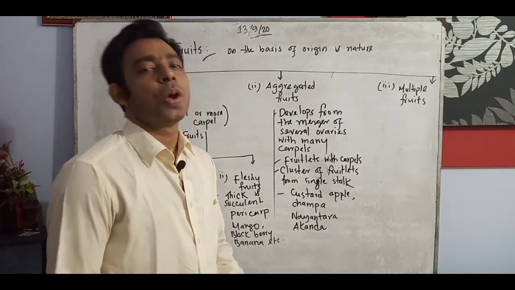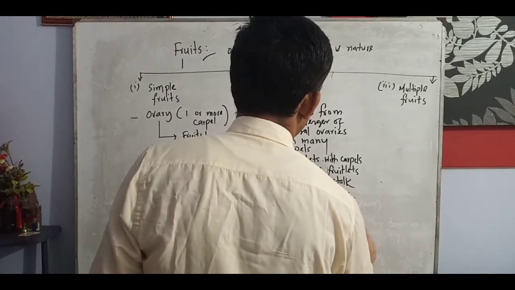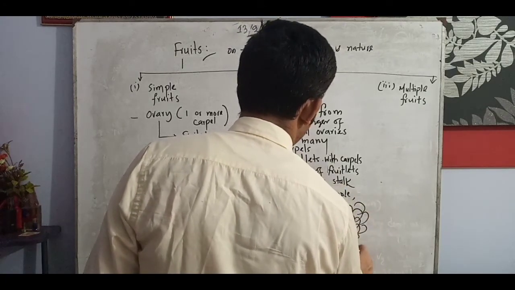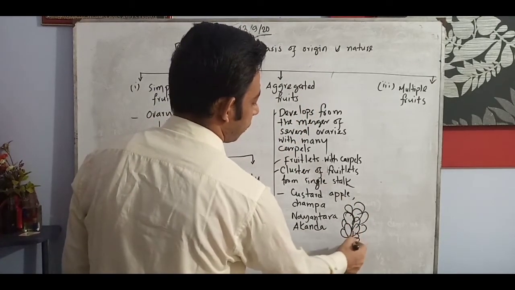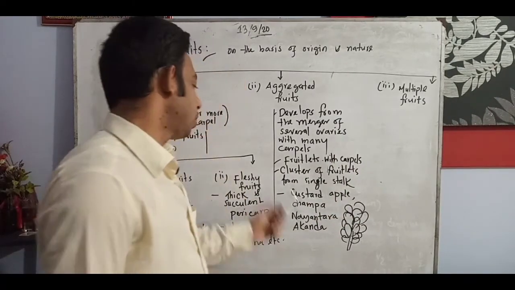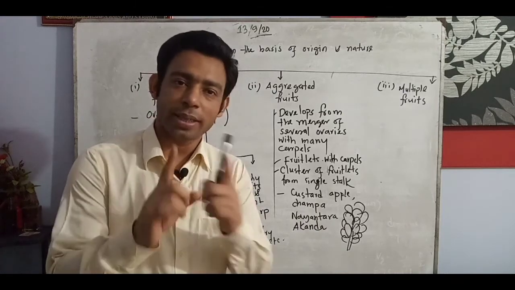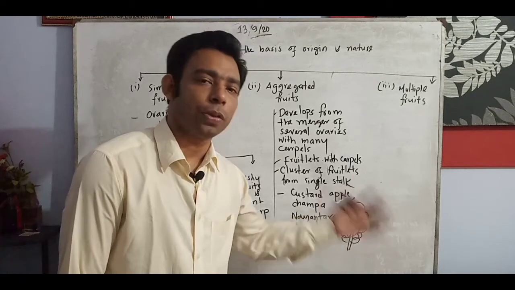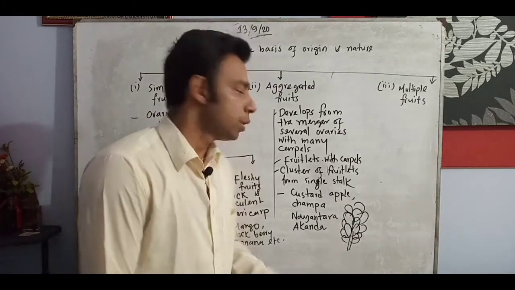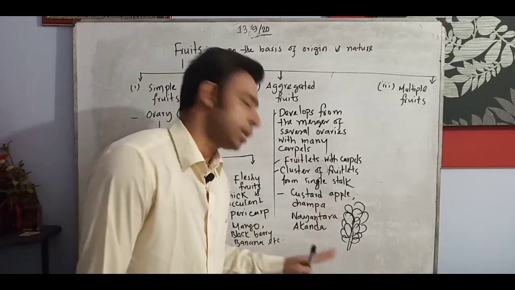Fruitlets with carpels. Fruitlets means one fruit that looks like a fruit, but there are many fruits. Many fruits with a single stalk, only one stalk, many fruitlets. So custard apple, champa, nayantara, akanth are examples of aggregated fruits: a single stalk, a cluster of fruitlets, with many carpels, and many ovaries converting into fruits. That kind of fruit is called aggregated fruits. Don't forget these examples, very very important.